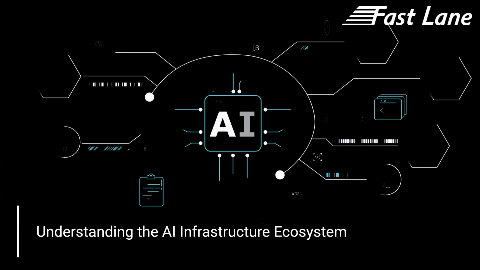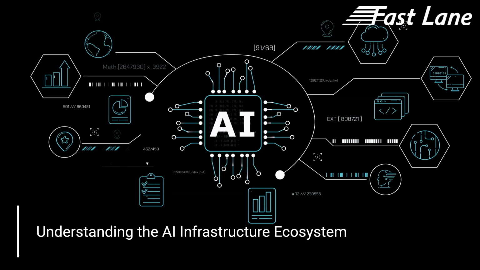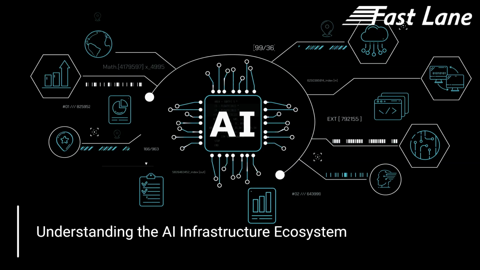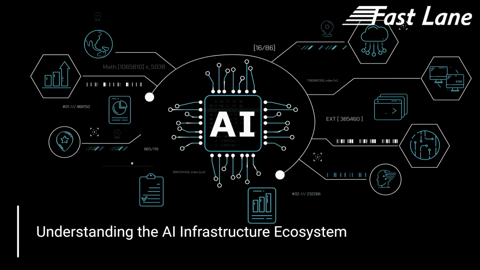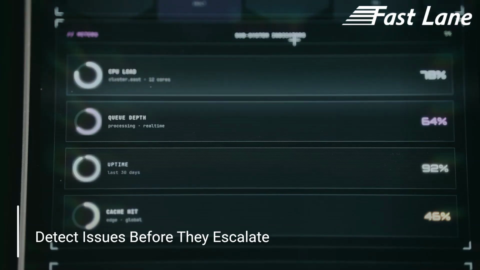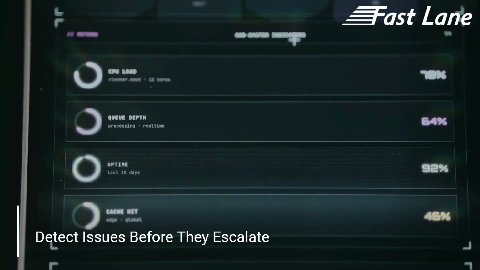First and foremost, it is essential to have a clear understanding of the key components of your AI infrastructure. This includes the hardware, software, and data sources used to power your AI system. Keeping a close eye on these components will help you identify any potential issues and address them before they escalate.